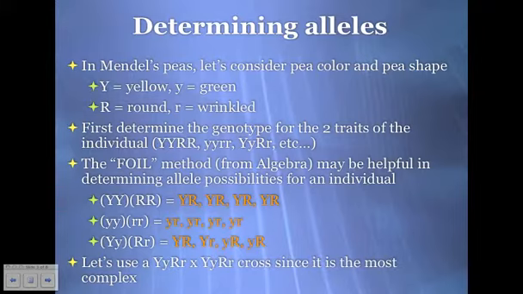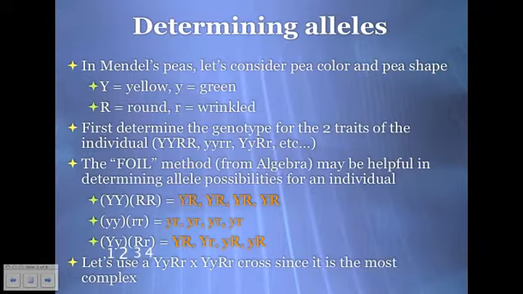Look at the third example, where there's a heterozygote for both traits: capital Y, lowercase y, capital R, lowercase r. In the FOIL method, FOIL stands for first, outer, inner, last. So if we gave each of the letters a number, the capital Y would be a 1, the lowercase y would be a 2, the capital R would be a 3, the lowercase r would be a 4. FOIL shows us that we combine 1 and 3, 1 and 4, 2 and 3, and 2 and 4.